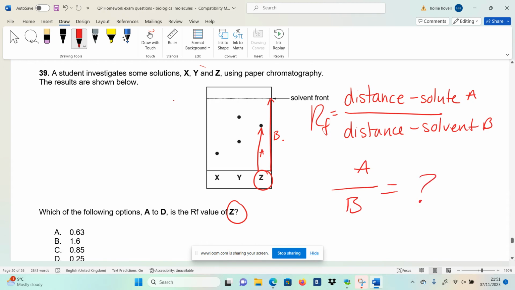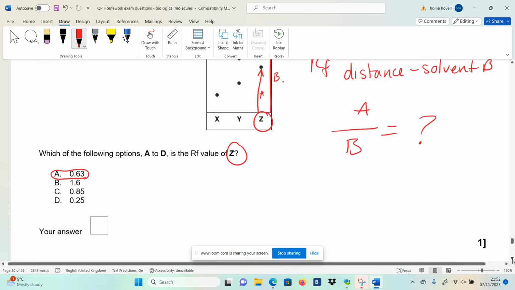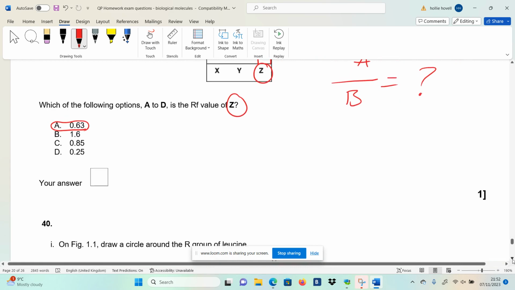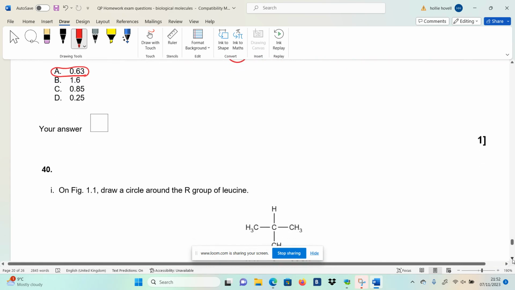And your answer should roughly match one of these, and the one that it should match is A, 0.63. Okay, so you just make sure you do your measurements, one divided by the other. It's the smaller number divided by the bigger number every time. And you should always get a number that's near one of the ones in the options.